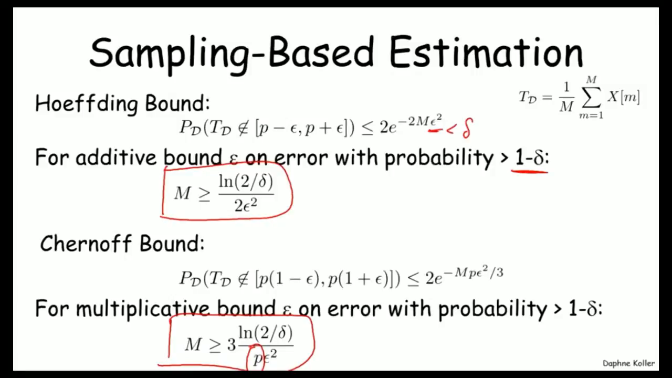So the main message from this is that sampling-based estimation is a reasonable thing to do when P is not too small. When P is not too small, this works fine. When P begins to get smaller, the tractability of this is more in doubt.